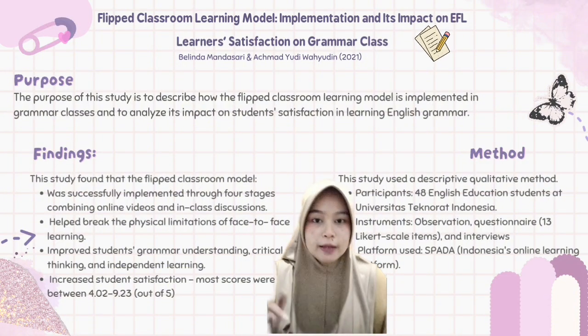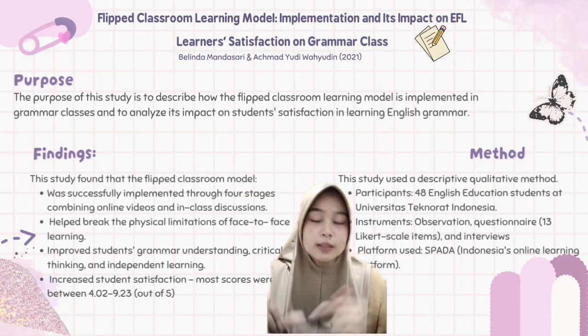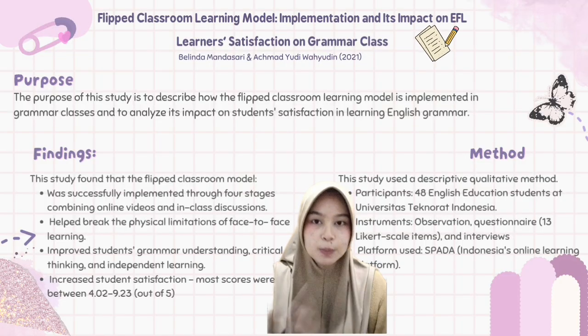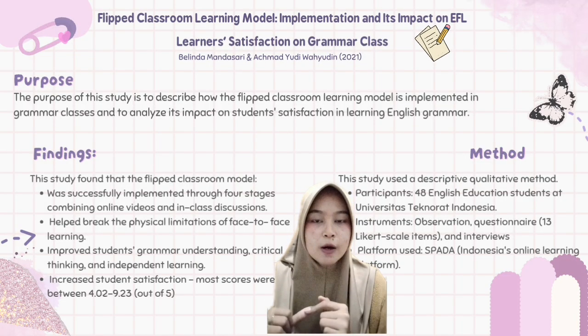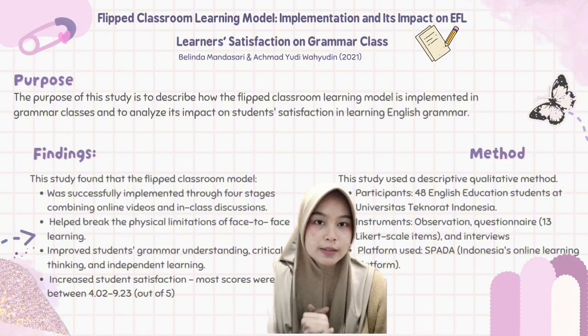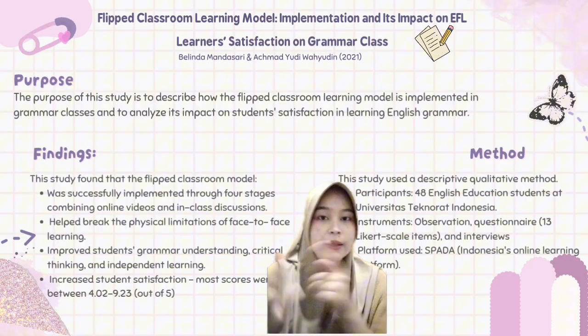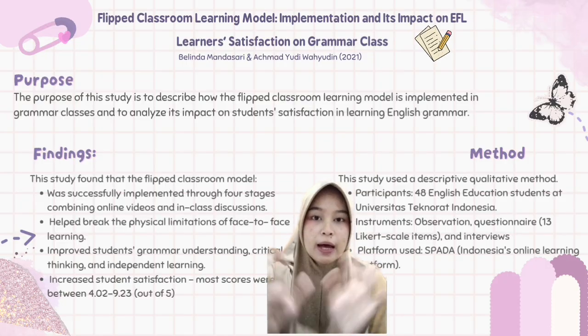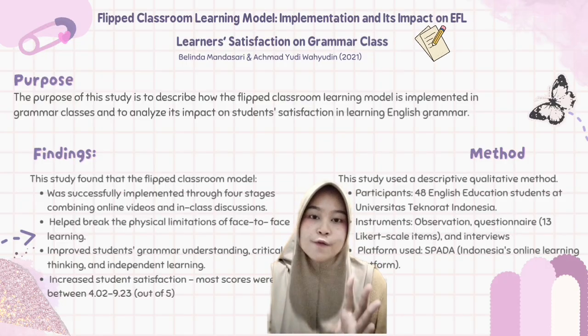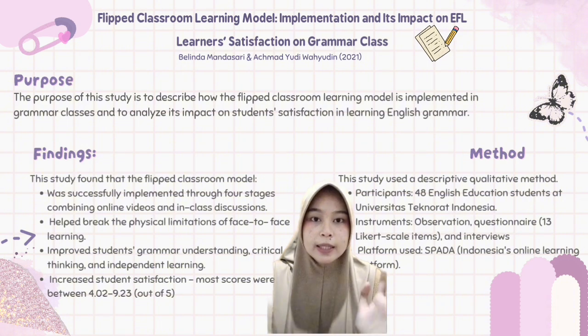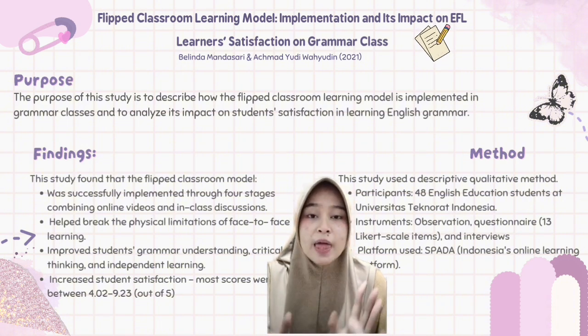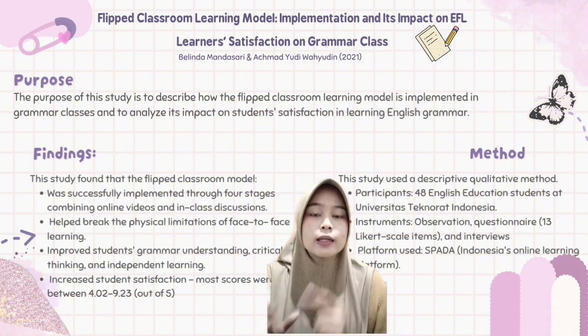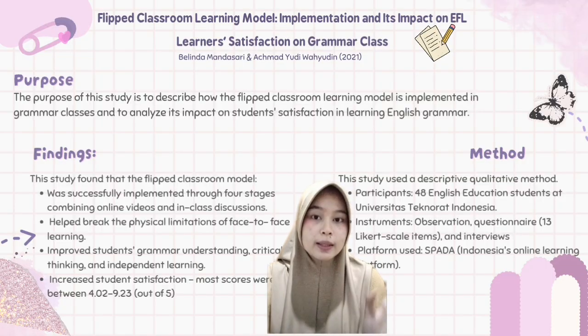Okay, let's talk about the findings of the article. The results show that the flipped classroom was successfully applied and helped overcome limitations of traditional grammar instruction. Students felt more confident, independent, and better prepared for class. Most of them rated their satisfaction very highly, with average scores between 4.02 and 4.23. The model also improved their critical thinking and allowed more meaningful learning interaction during class.